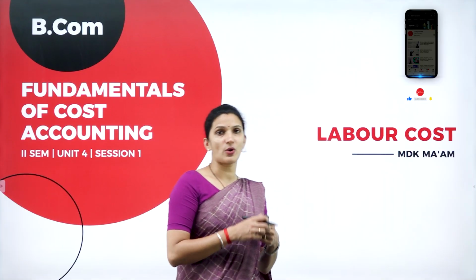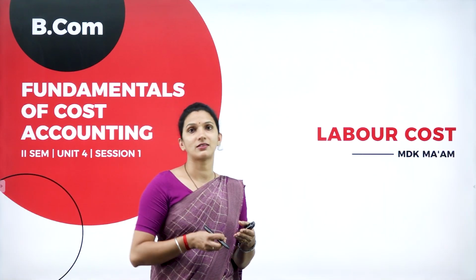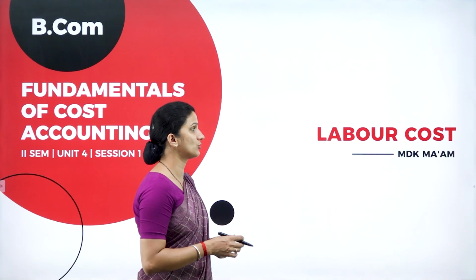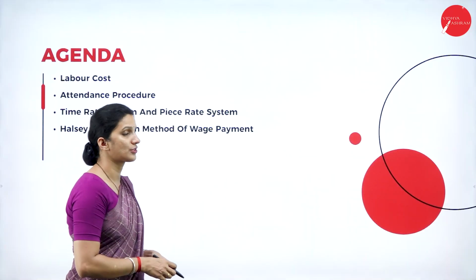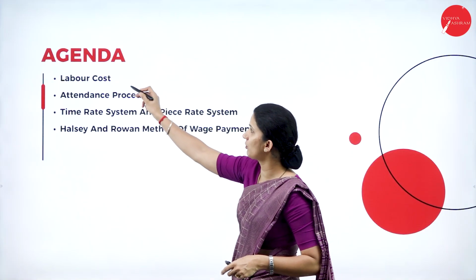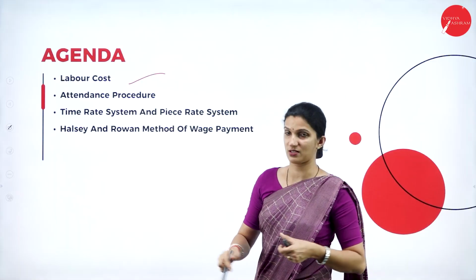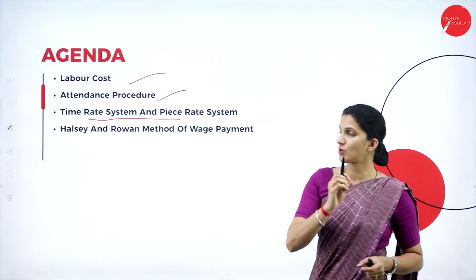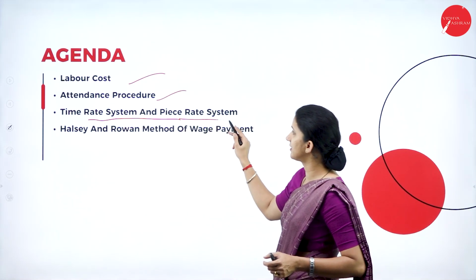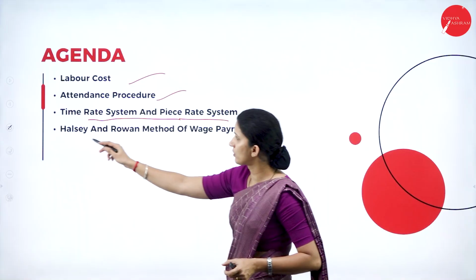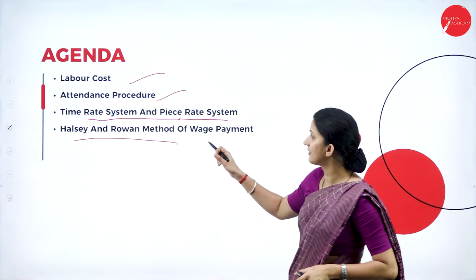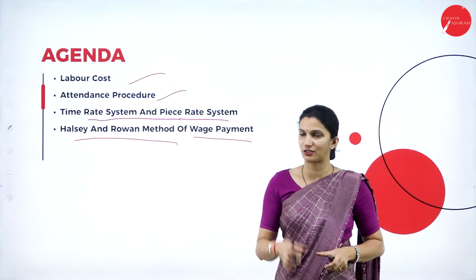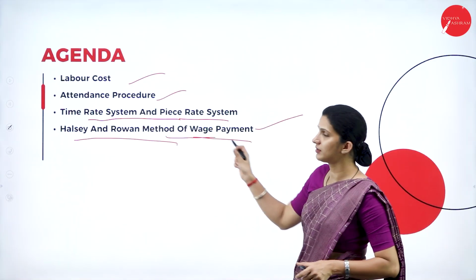So here in the fourth unit you have the different methods for calculating the labor cost or the total cost paid to the employees. So that we are going to learn in this unit. In today's session, we are going to discuss what is labor cost, what are the attendance procedures that are maintained, and here we have the two methods of wage payment. One, it is the time rate system, and another one, it is the piece rate system, and also the different methods given to calculate the total wage. So that is Halsey's and Rowan's methods of total wage calculation. So we are going to solve problems under this method.